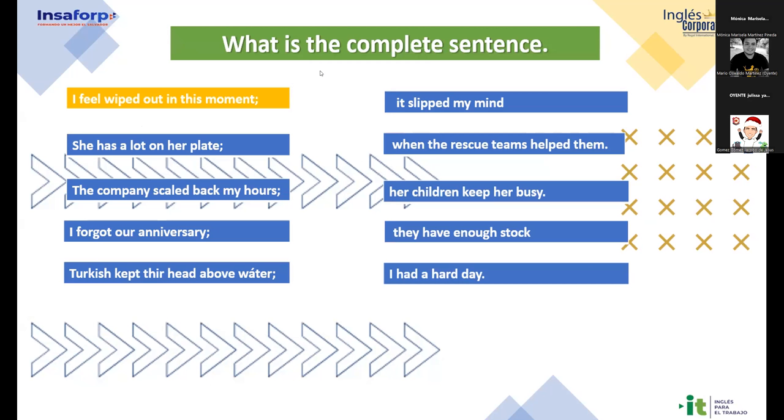What you are going to do is complete the sentence with the correct part that complements it. This is similar to the one that we did last week. For example, in number one, you have, I feel wiped out at this moment. She has a lot on her plate. The company scaled back my hours. I forgot our anniversary, and something has to connect with the idea. Turkish kept their head above water. Okay, this is a stress, but I didn't do it.